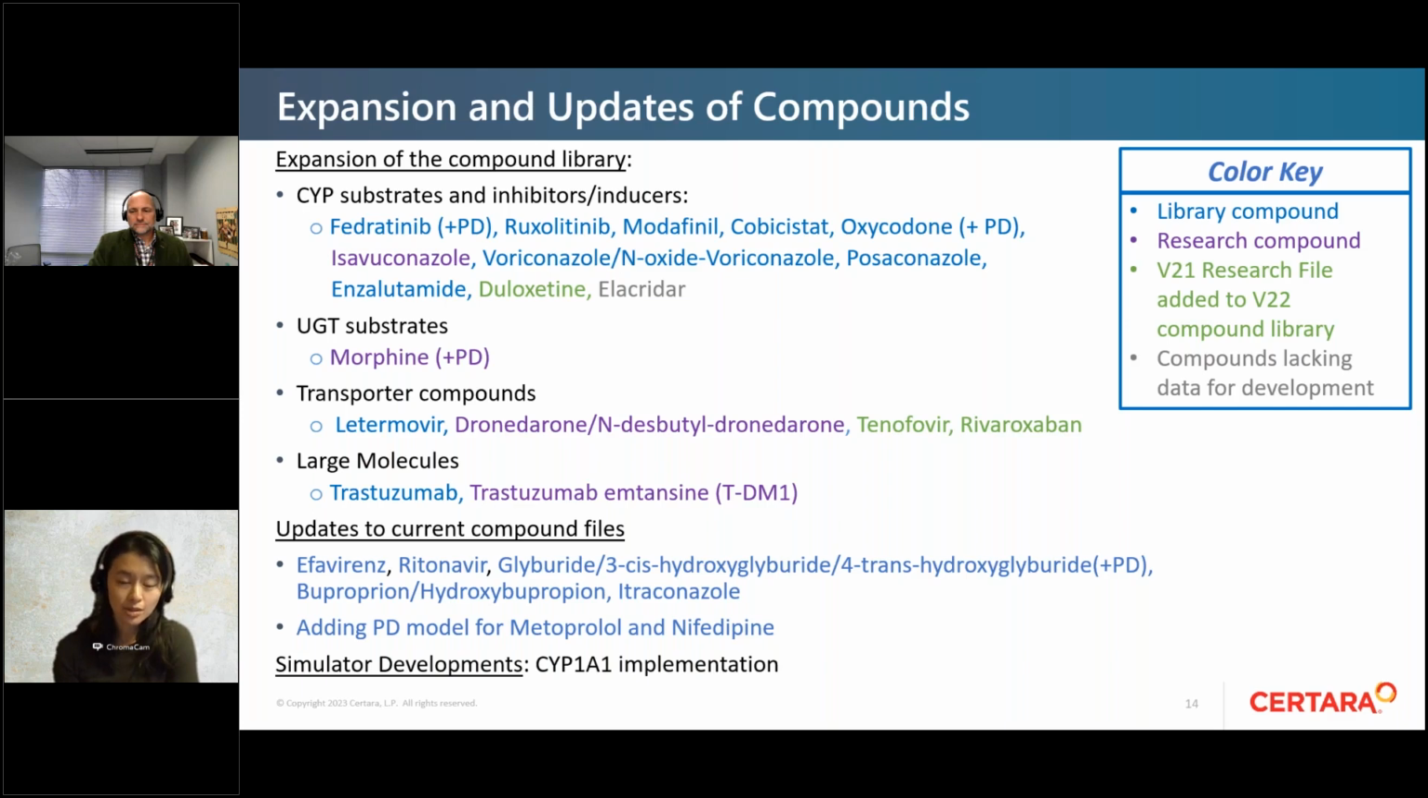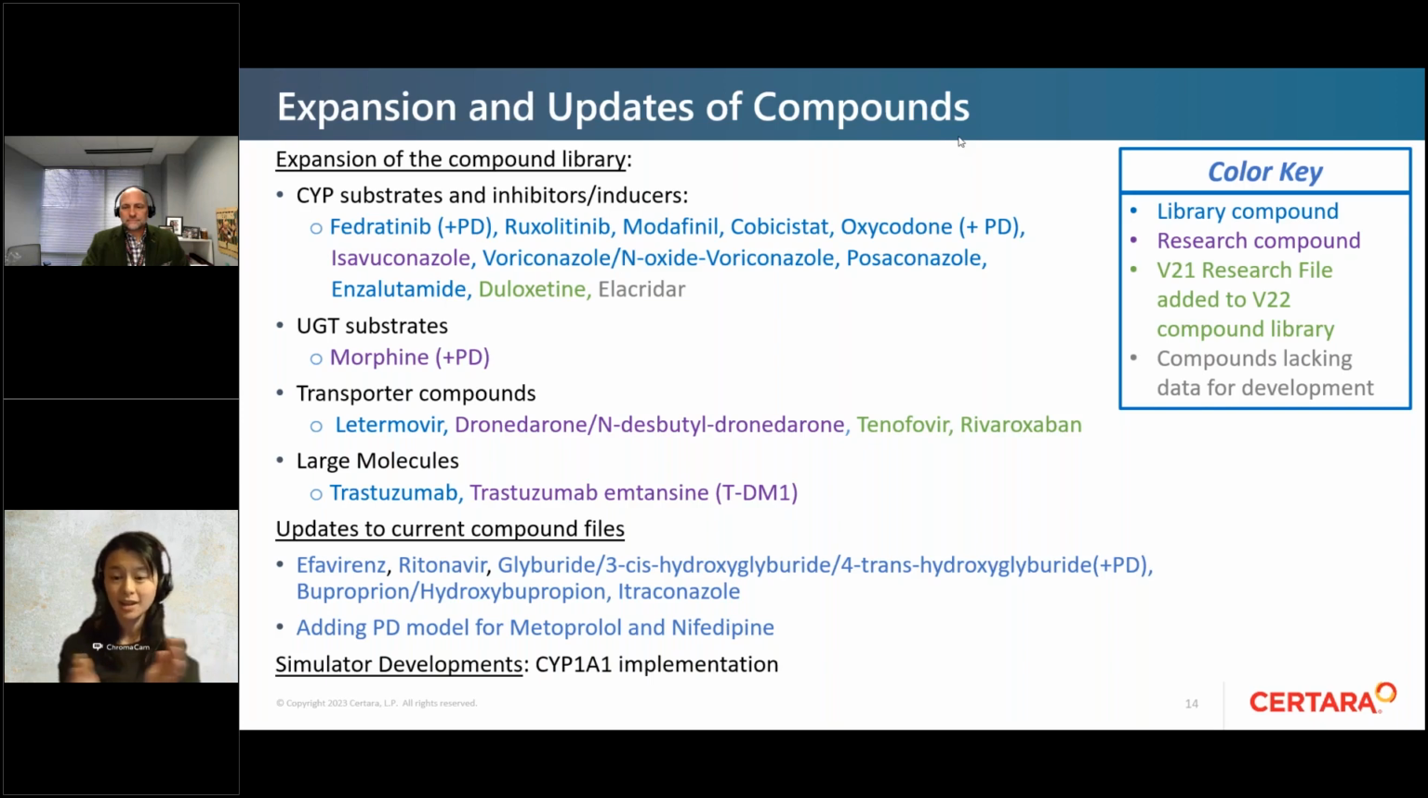In green are compounds that were actually developed in V21. However, these use the GI anatomy that was originally built into Simcyp, which was used in earlier versions. Now we've upgraded to the new GI anatomy, so these compounds can now be introduced into the simulator with the new anatomy.